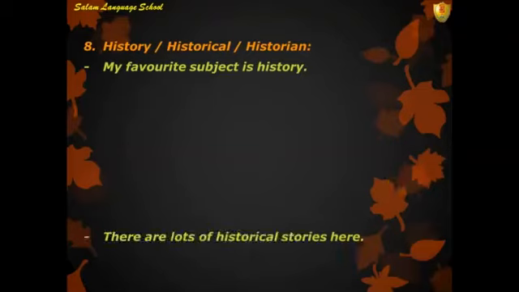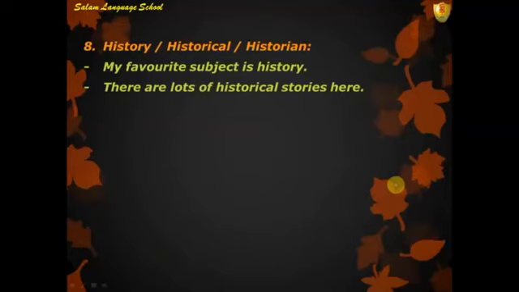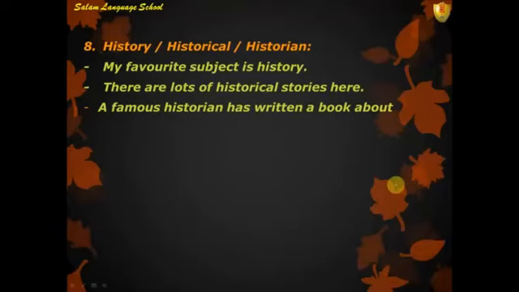Number eight, we have three words: history, historical, historian. The first one, history. For example, my favorite subject is history, تاريخ, مادة التاريخ. The second one, historical. There are lots of historical stories here, قصص تاريخية. And the third one, a famous historian has written a book about ancient Egypt. Historian means مؤرخ.